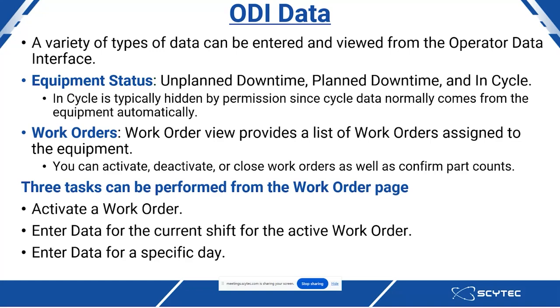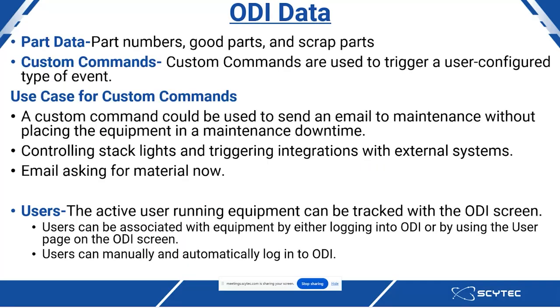Three tasks can be performed from the work order page, such as activating a work order, entering data for the current shift for the active work order, and then also entering data for a specific day. Some of the other data items that can be viewed with the ODI include part data, part numbers, good parts, and scrap parts, custom commands.